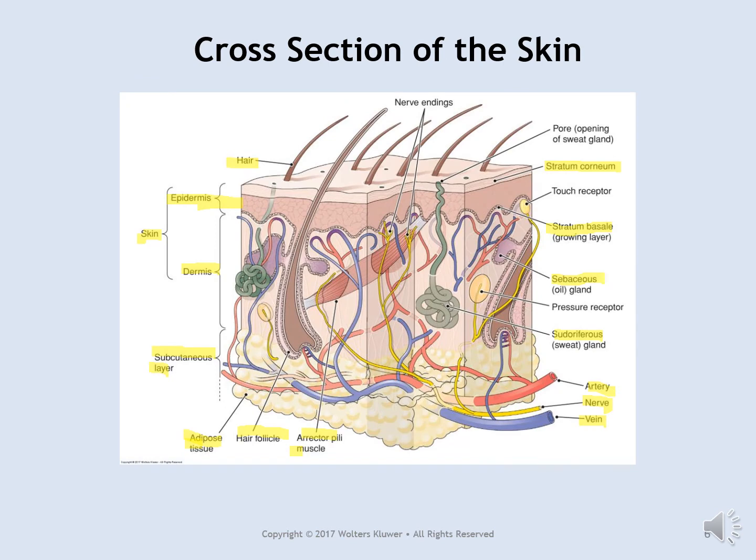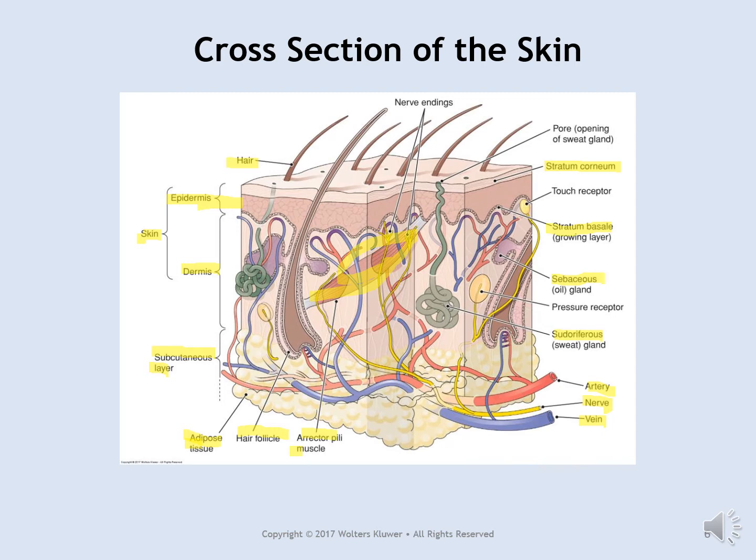So here's a cross-section of the skin. There is hair, epidermis, the dermis, and subcutaneous layer. In the subcutaneous layer, you can see the adipose or fat tissue. There's a hair follicle. The erector pili is this muscle right along here. When that contracts, the hair stands up on end. Now, arteries and nerves, sudoriferous or sweat glands, sebaceous or oil glands.